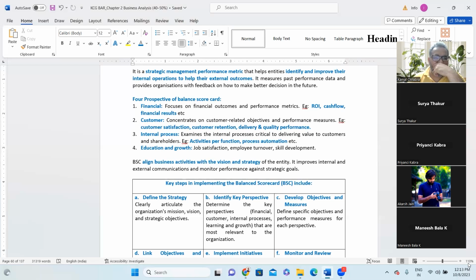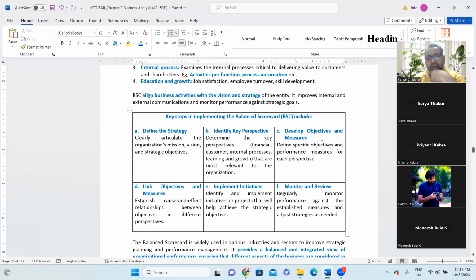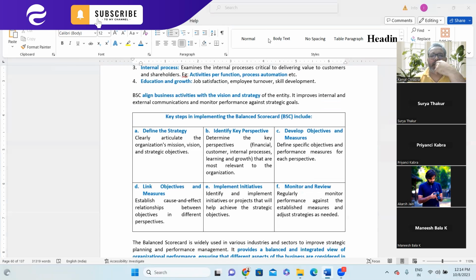So BSC, which is balanced scorecard, aligns business activity with the vision and strategy of the entity, improves internal and external communication, and monitors performance against the strategic goal, which is the overall goal of the organization, right? So what are the key steps in implementing the balanced scorecard? First is defining the strategy. Second is identifying the key perspectives. Third is developing the objectives and measures. Fourth is linking the objectives and measures. The fifth one is implementing initiatives. And the last one is monitoring and review.